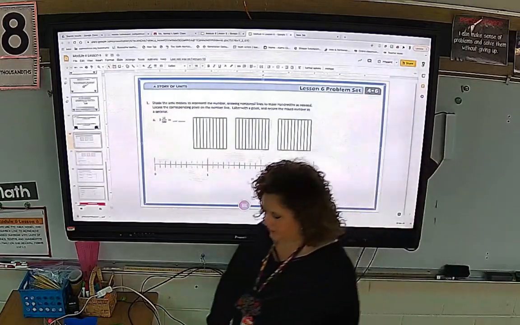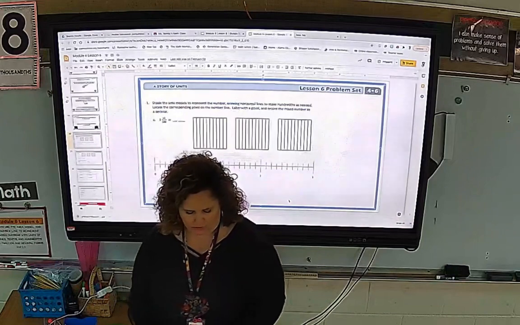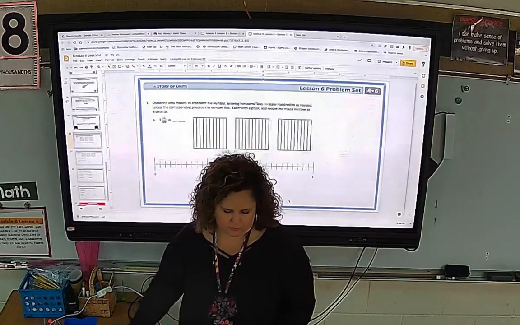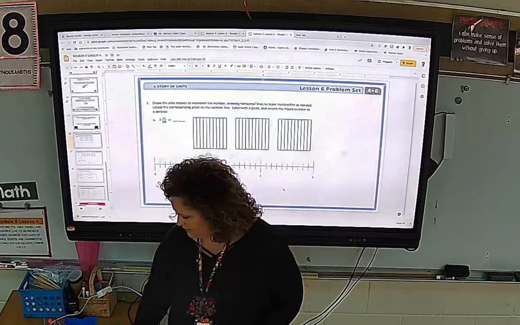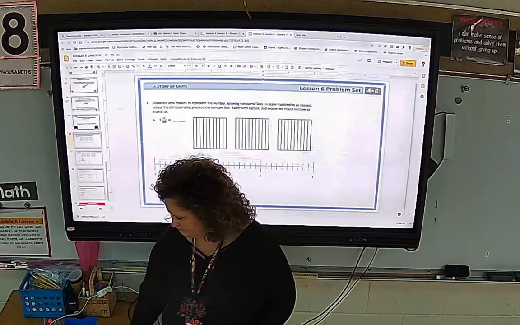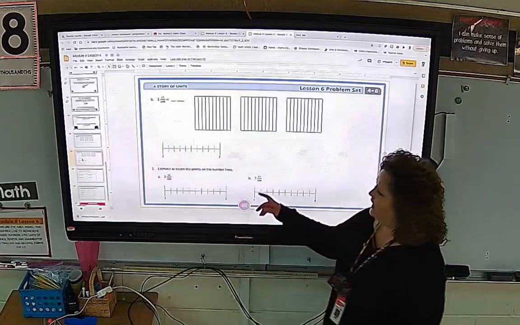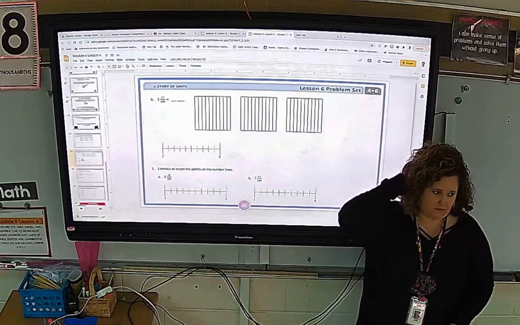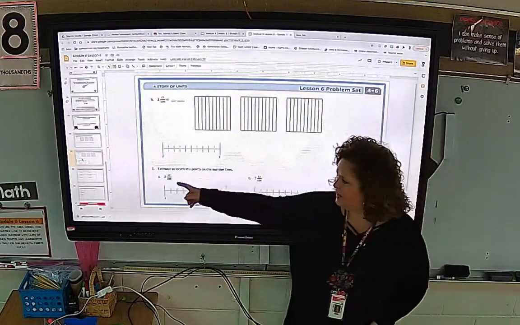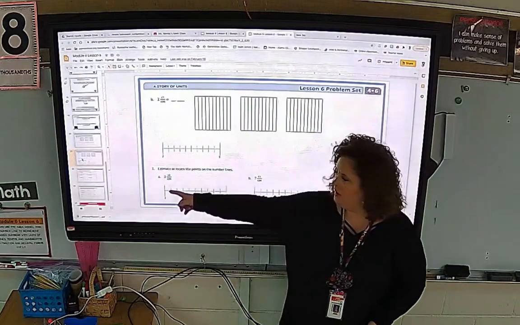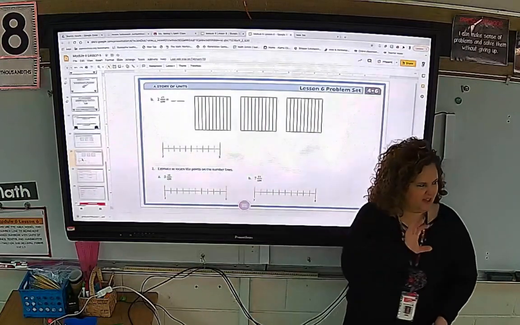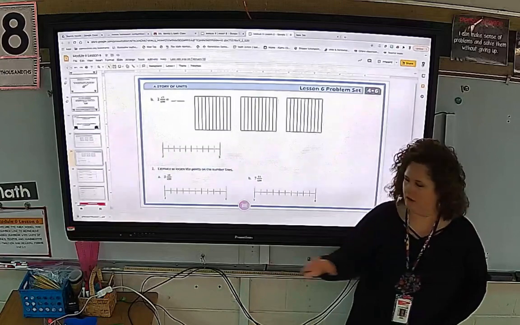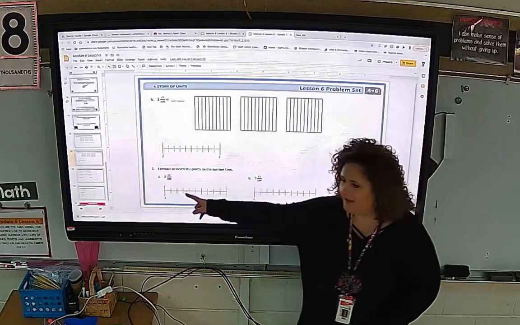Alright, so you're going to do that for number 1 and number 2, or letter A and letter B under number 1. And then when you get down to number 2 at the bottom, estimate to locate the points on the number line. You see that? Okay, they give you a fraction. Write it as a decimal. It'll be easier to see. Write it as a decimal and then estimate where it goes.